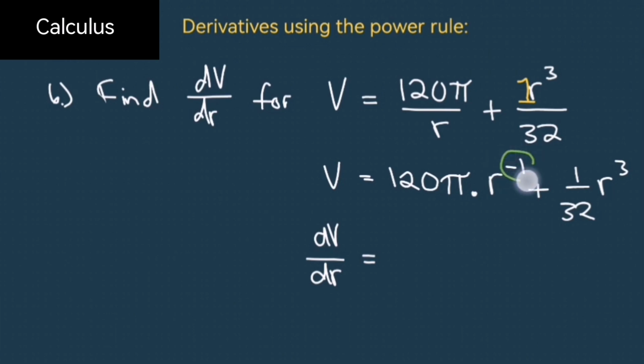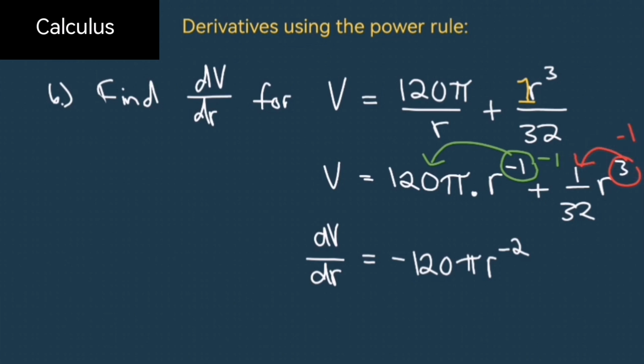Now to find the derivative, dv over dr, we take the exponent negative 1, multiply it with our coefficient, decrease that by 1, and that gives us negative 120 pi times r to the power of negative 2. And for the second term, when doing the same thing, multiplying the exponent in front and decreasing the exponent by 1, we end up with 3 over 32 times r to the power of 2. And that's our answer.